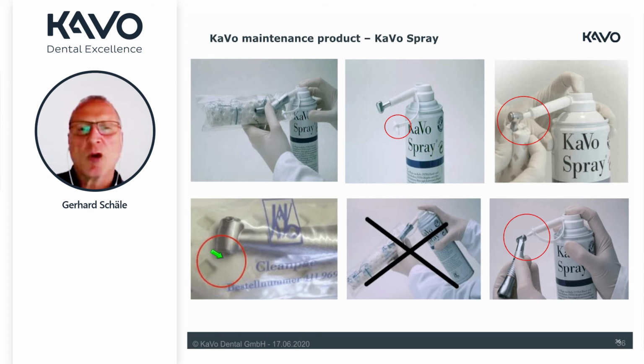Important to know, always hold the can upright. Never hold it over the basin like shown here, because in the bottle itself we have the gas which is responsible for the pressure, and if you hold it at an angle, you mix up gas and oil, and then the cleaning effect is not 100%. So always hold the can upright and spray it for 1 second. If you see dirty oil leaving the instrument, please repeat it again.